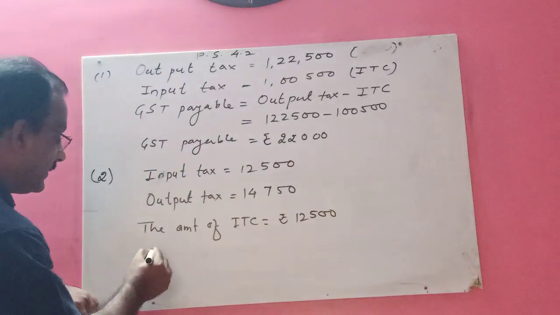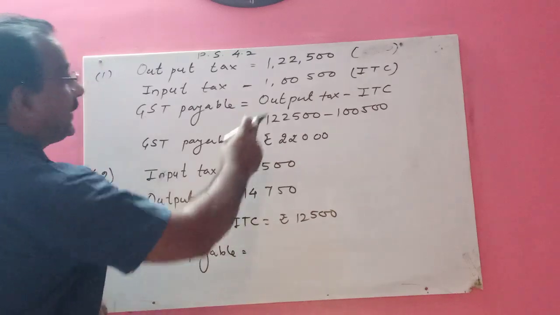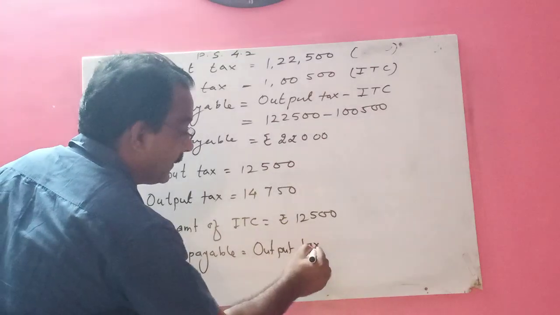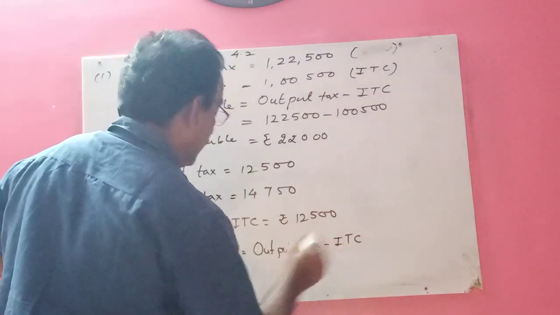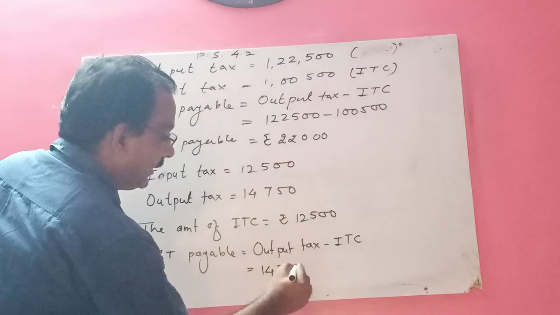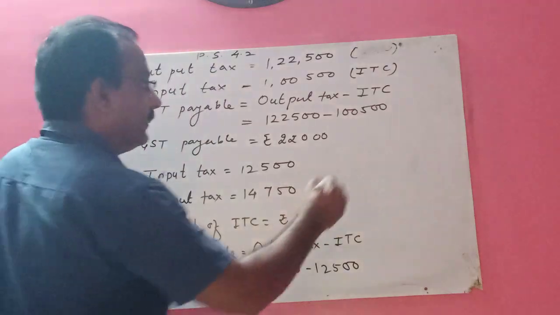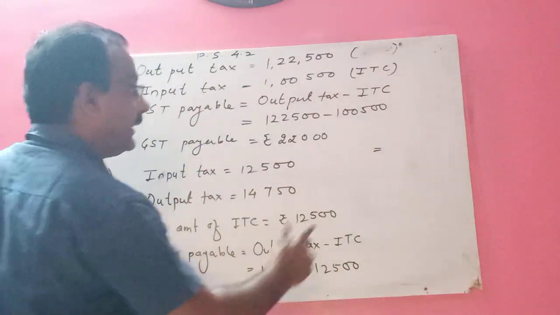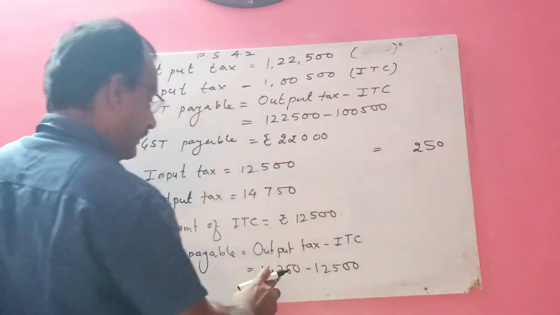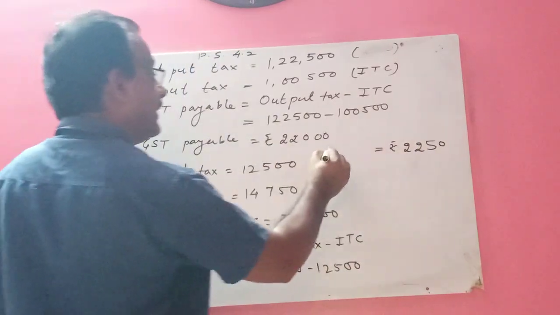Next is, what is the amount of GST payable here? So the GST payable is equal to, same formula, output tax minus ITC. Okay. So here output tax we have 14,750 minus input tax you have 12,500. Minus this. So 50, then 7 minus 5 is 2, then 4 minus 2 is 2. 2,250. This is what? GST payable.